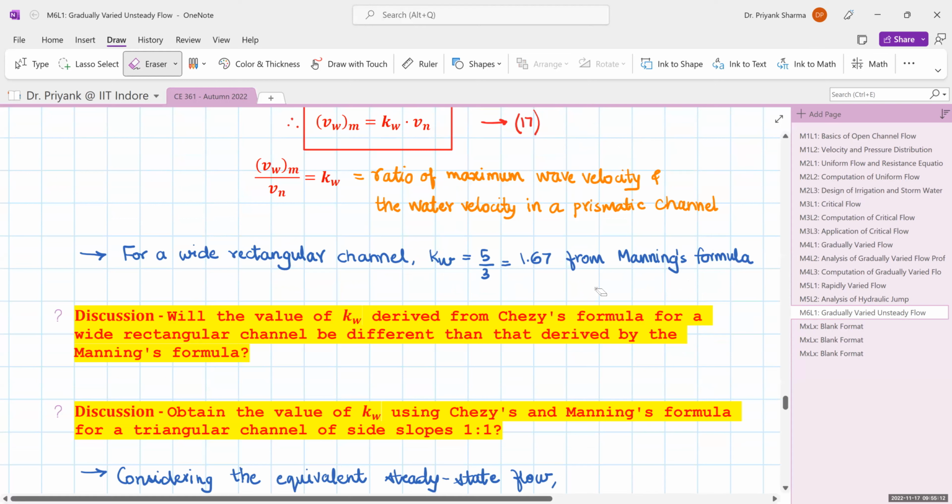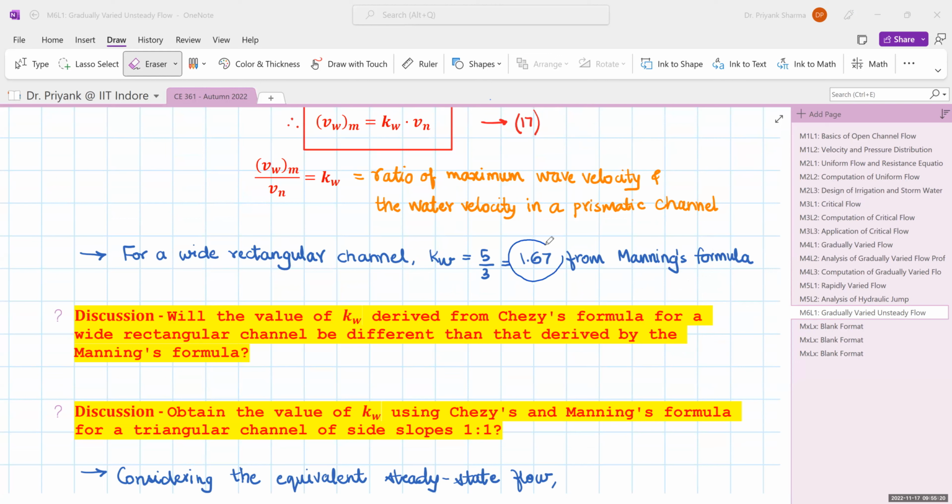Now, my question is, if you apply Chezy's equation to compute K_w for a wide rectangular channel, will the value be the same as 1.67 or will it be different? That is what you should try. Another question is, what if I change the channel section to a triangular section having side slope 1 to 1, then apply both Chezy's and Manning's formula, will the K_w value be the same or different? So that you can derive. Okay, coming back to the discussion.